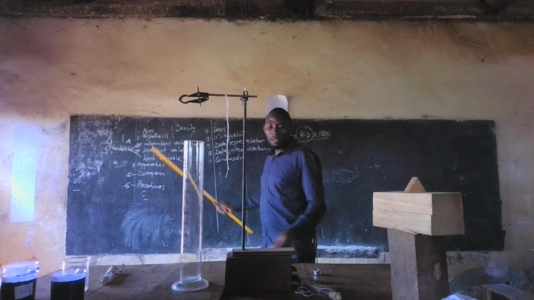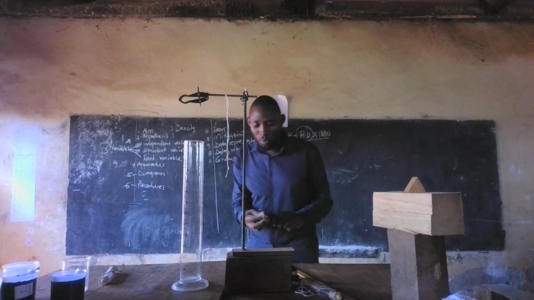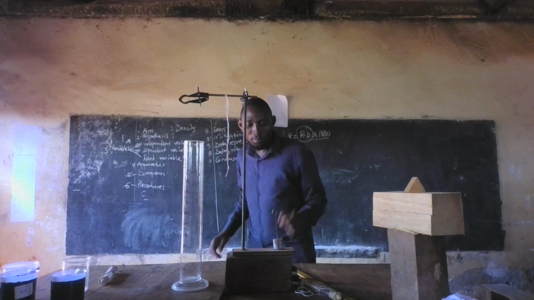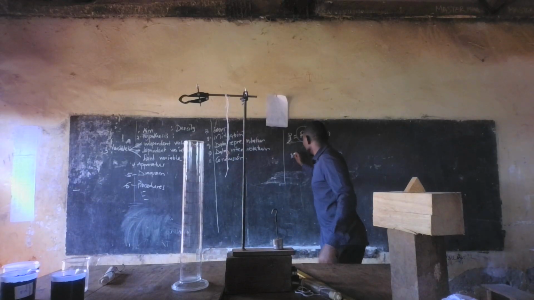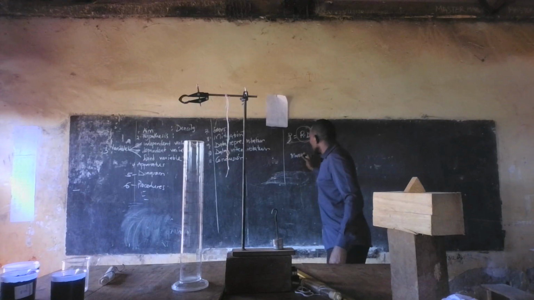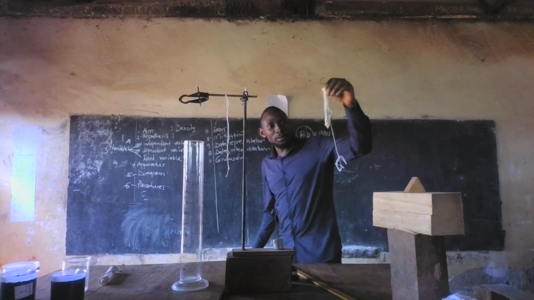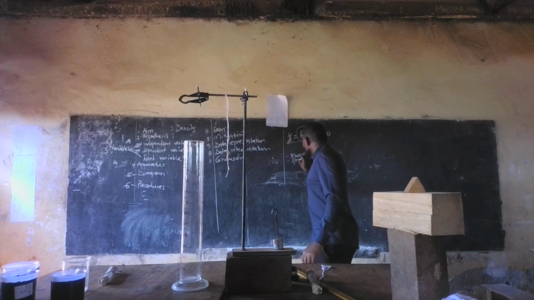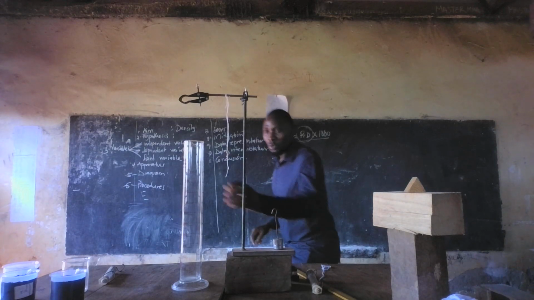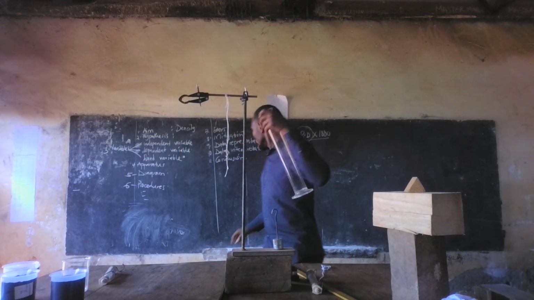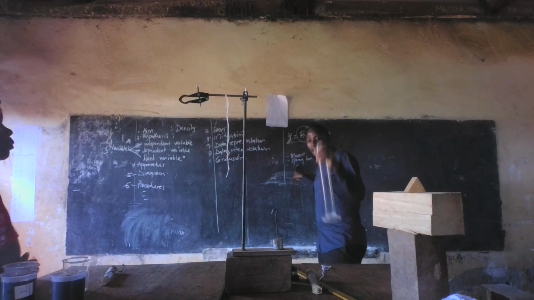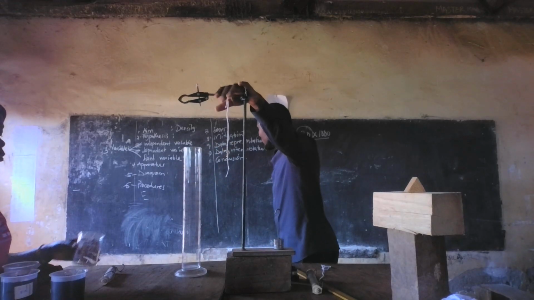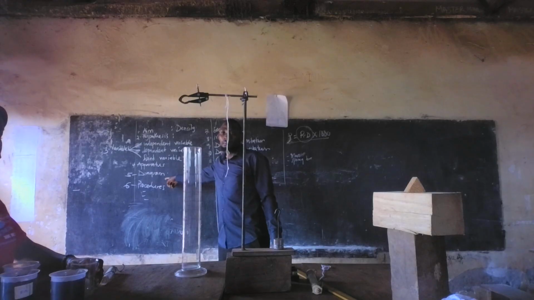Then apparatus, you enlist the apparatus we are using. First of all, we have this mass. These are the masses we want to get the density of. You put them aside. You say, I'm having masses. Then from there, we are having our spring balance. You say, I'm having a spring balance. Then you are having a measuring cylinder. Then you go ahead and write the measuring cylinder. Then from there, you are using a little stand. You write it there. Then from there, you draw a diagram.